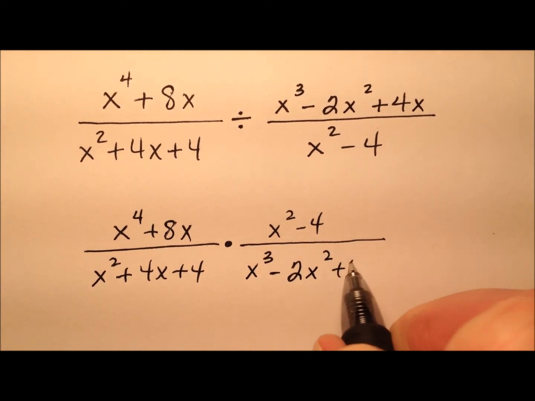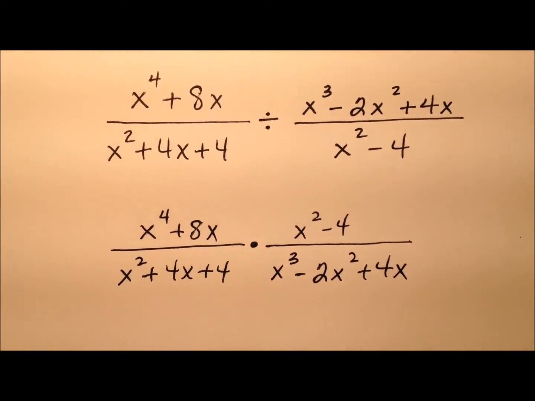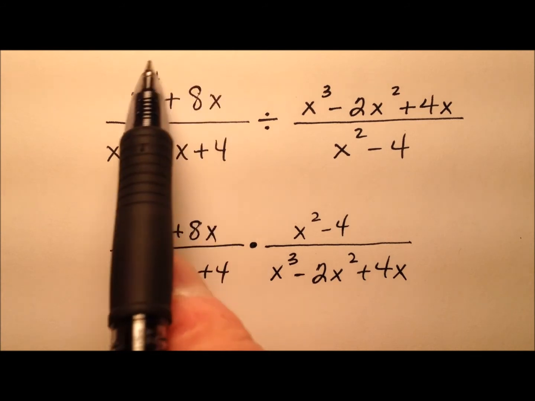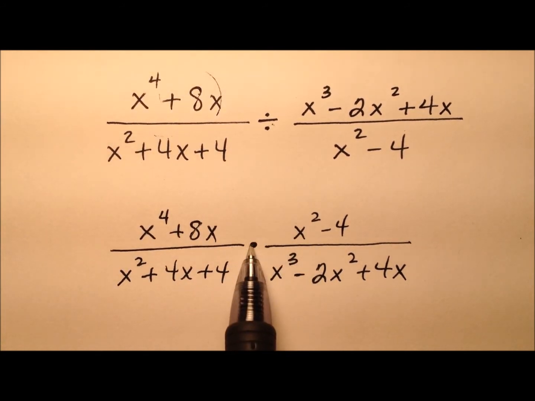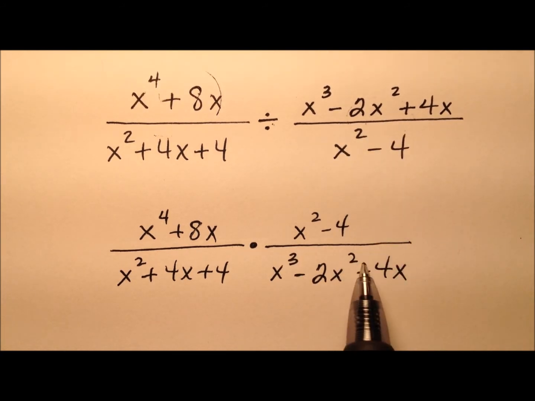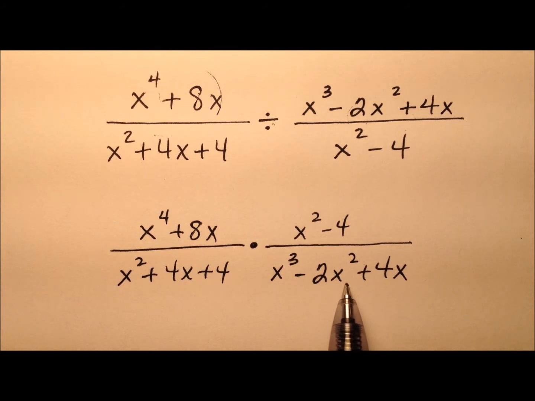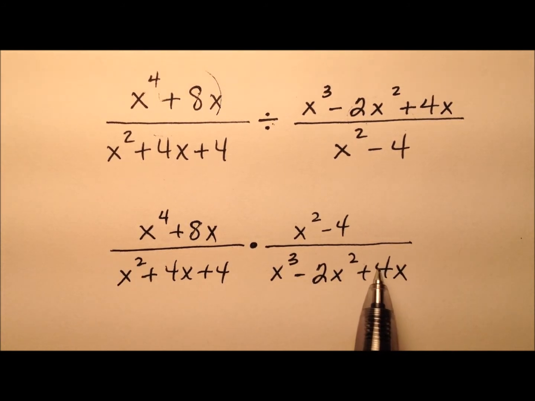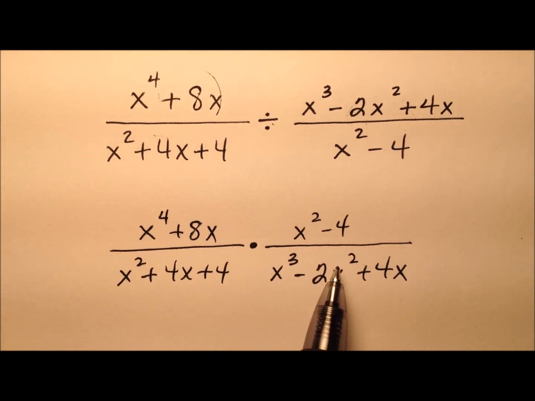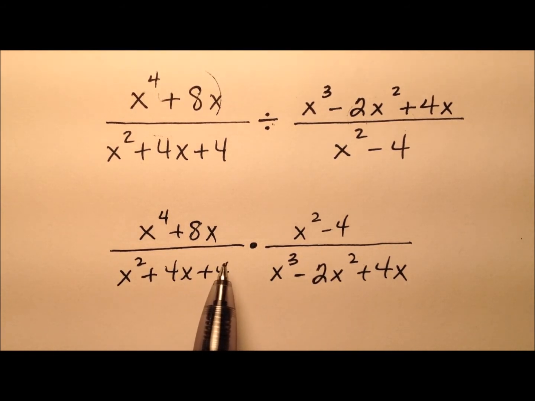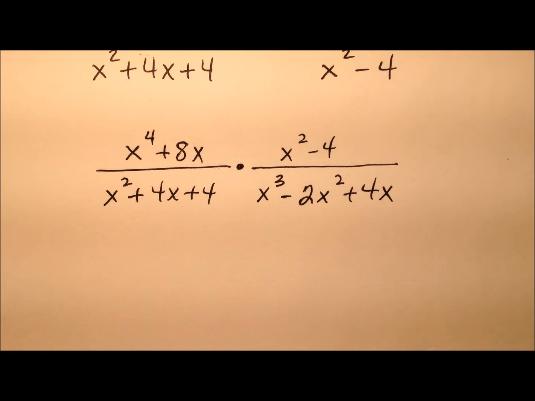Sometimes the mnemonic device we use is copy, flip, but ultimately what's going to happen is the first rational expression comes down, I change my division to multiplication, and I multiply by the reciprocal. So I exchange the numerators and the denominators. Okay, so for multiplication now of rational expressions, what I'm going to do is just factor all of these polynomials completely and then see if there are any factors that are in common between the numerators and the denominators, which then I can cancel.